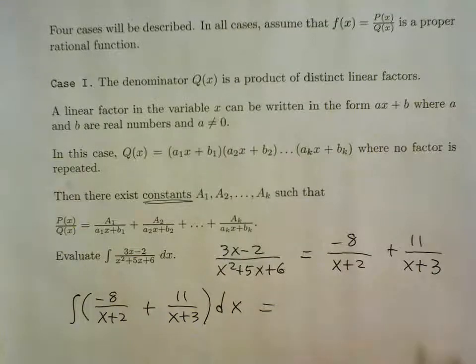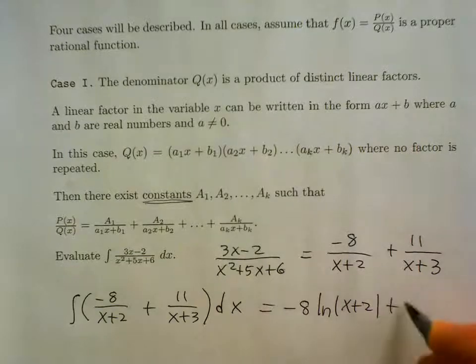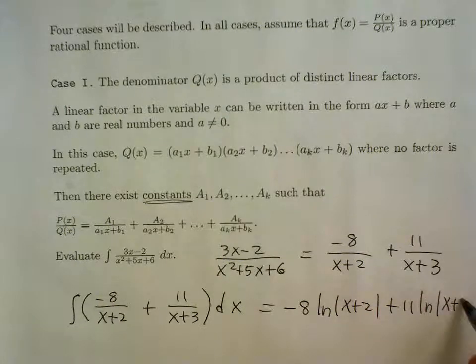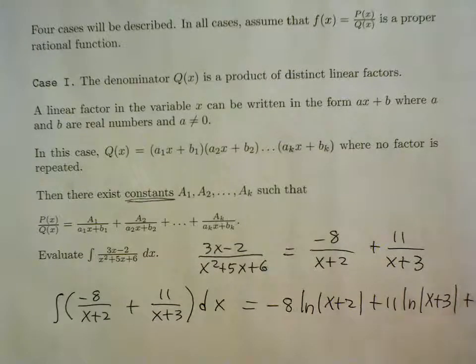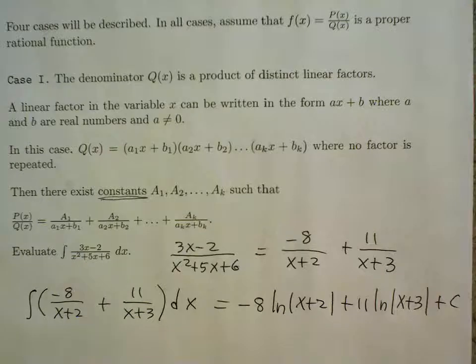And we get -8 times the natural log of the absolute value of x plus 2, plus 11 times the natural log of the absolute value of x plus 3, plus the constant. Okay, that wasn't so bad. Now we'll go on to case 2.